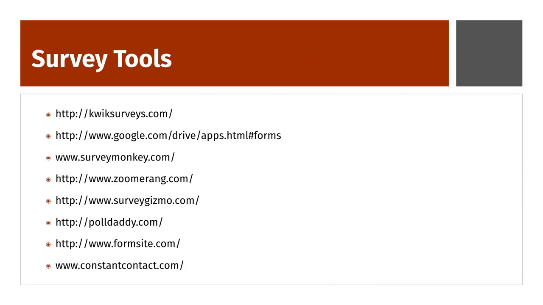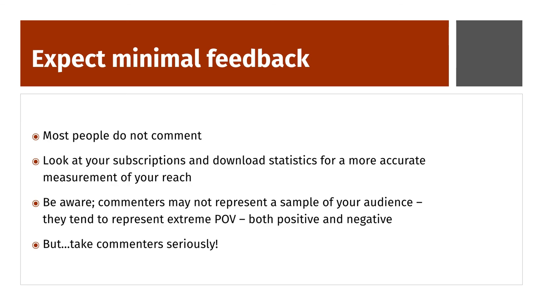So it's fascinating. These are some survey tools. SurveyMonkey is quite good. Another one that I didn't list on here that I really like is Doodle, if you're trying to get people to agree upon something like a date or when to hold a live event. Doodle is awesome because you can offer people a poll of when should we hold this next event and let people vote for attendance. But expect minimal feedback. Most people don't comment. You are going to see that the bulk of people do not comment.